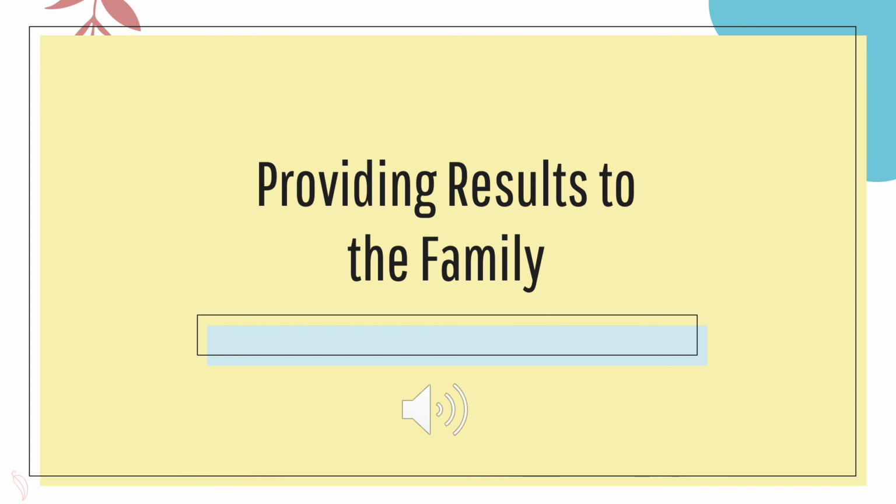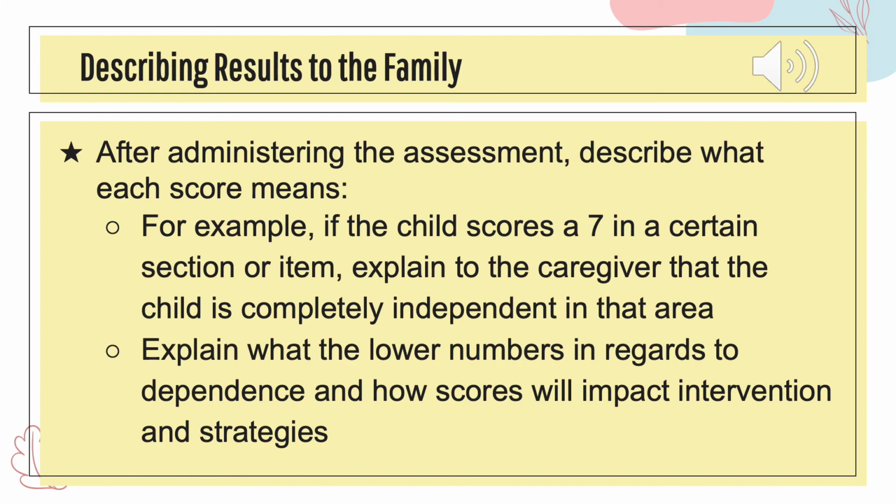The next portion we're going to talk about is how you provide the results to the family. When describing the results of this assessment to family members, you do not want to use medical terms or any terms that the parent could not understand. When you're administering the assessment, you should describe to the parent what each score means. For example, if the child scores a 7, which means complete independence in a certain area, you have to explain to the caregiver or the parent that this child is completely independent in this domain and in these tasks.